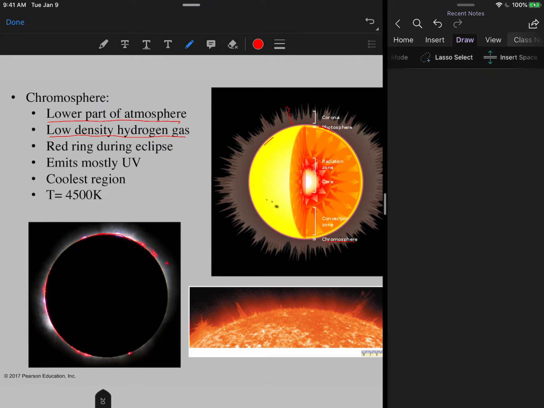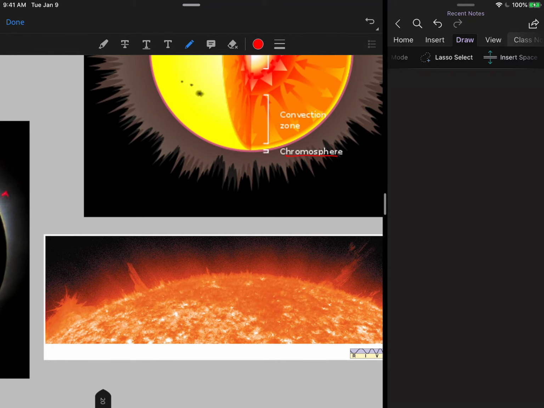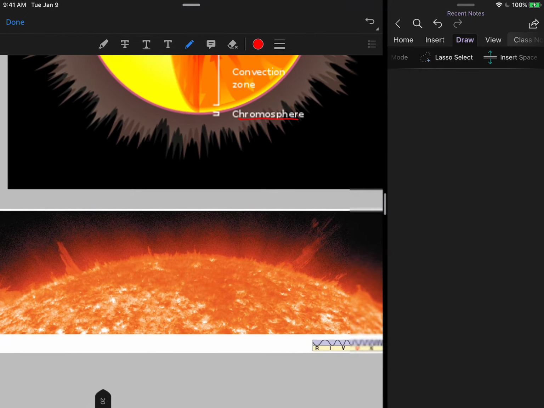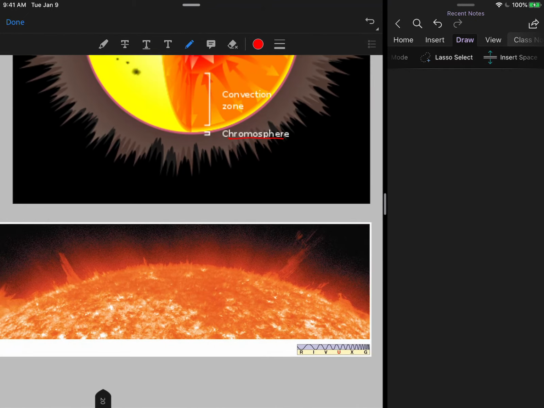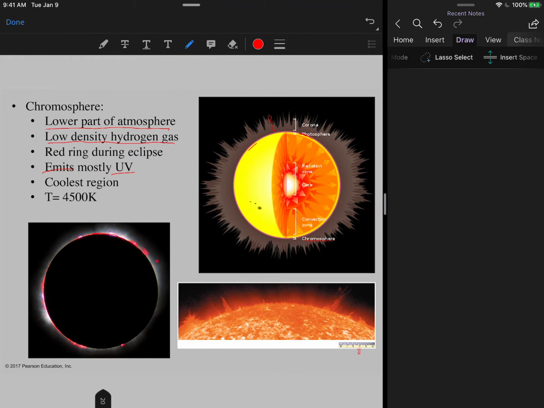And so we call that region the chromosphere. And this region emits mostly in the UV light, as this image shows you here. So this looks like you're actually looking at the sun using visible light, but if you look at the spectrum, you're looking at it using UV light here. And this region is the coolest region of the sun. It goes down to about 4,000 kelvins.